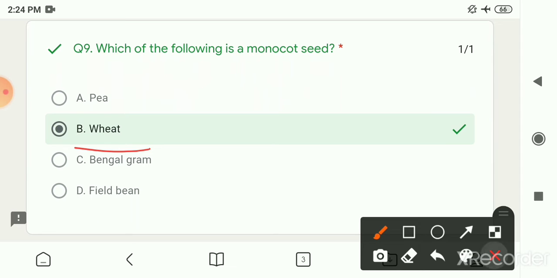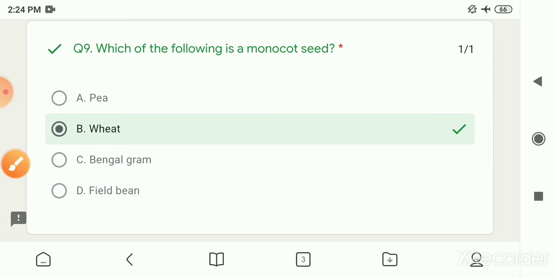That means if we break this seed of wheat, it will turn into small pieces, or powder form. We cannot get two equal parts from this seed. So it is the monocot seed.